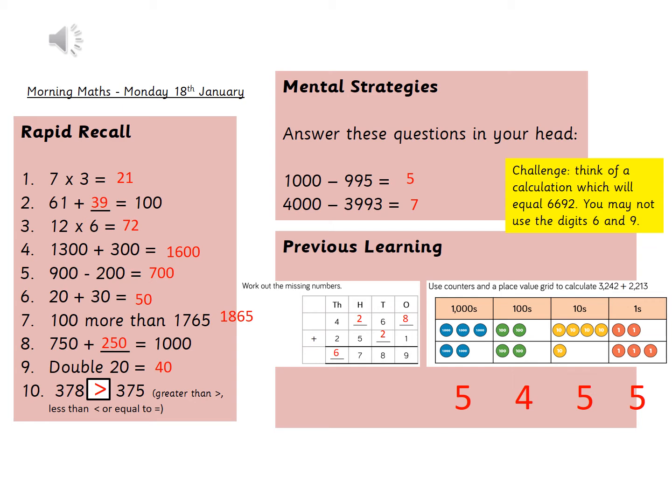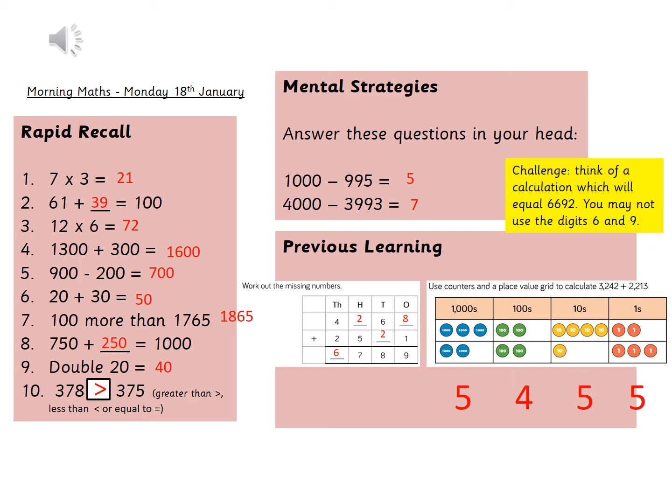So 1000 take away 995. The number 995 is actually very, very close to 1000. So one thing you could do to solve this really quickly is to count backwards in your head from 1000. Here we go. 999, 998, 997, 996, 995. I've counted back 5 steps from 1000 and I've reached 995. Therefore, the answer is 5.